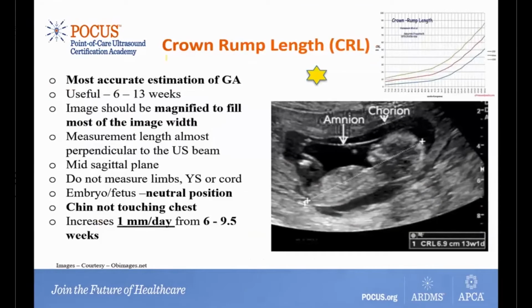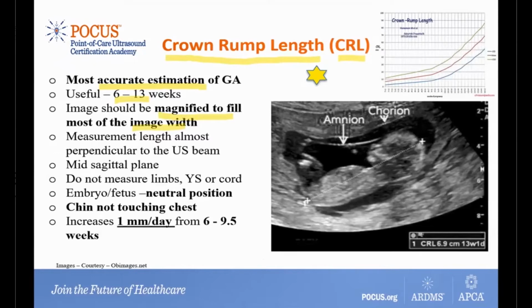The crown rump length, or the CRL, is a very, very important measurement that you will be obtaining during the first trimester. It is the most accurate measurement of gestational age. It is useful around 6 to 13 weeks gestation. The image should be magnified to fill the entire image width, so don't have a tiny image in there, just make sure it's filling the entire screen.